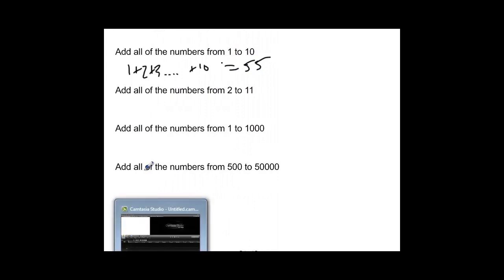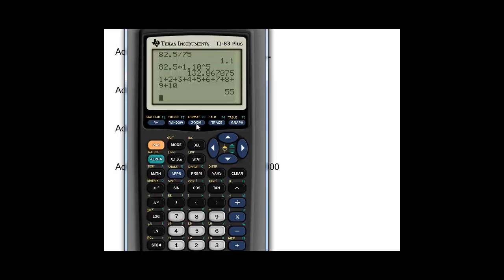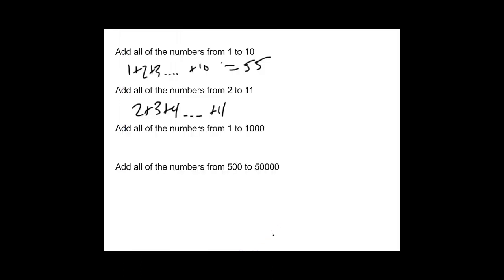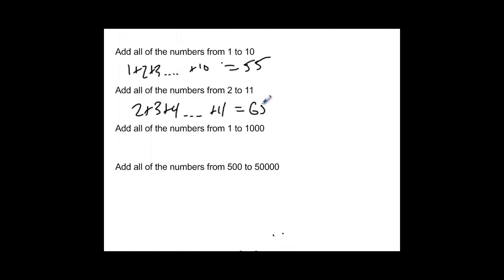So I'm trying to make a point here. I'm trying to show you there's a faster way. If you were to add 2 plus 3 plus 4 all the way up to 11, hopefully this makes sense here: 2 plus 3 plus 4 plus 5 plus 6 plus 7 plus 8 plus 9 plus 10 plus 11, you discover the answer is 65. Hopefully you can get that yourself.